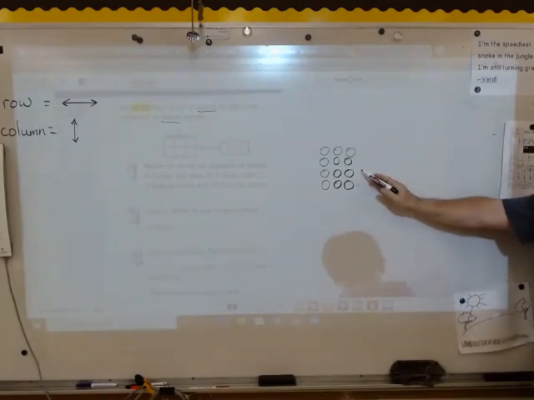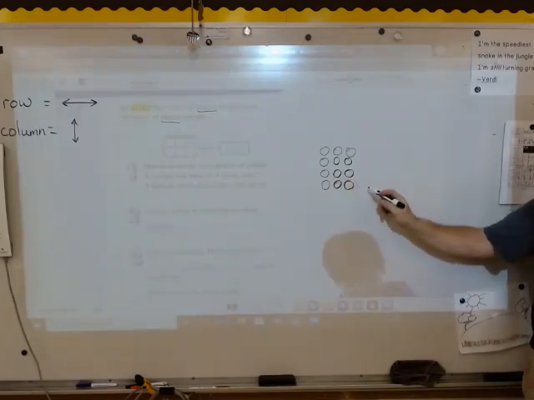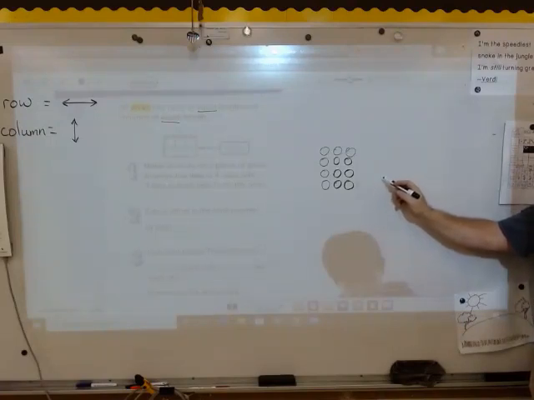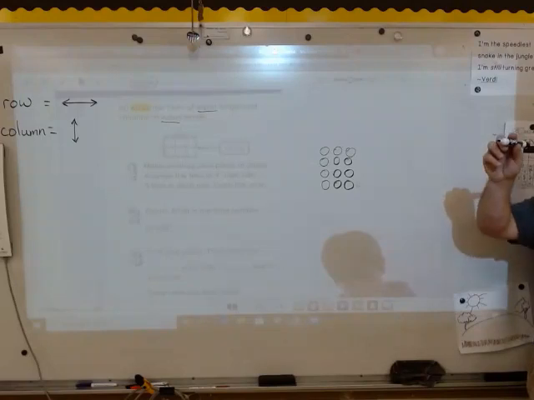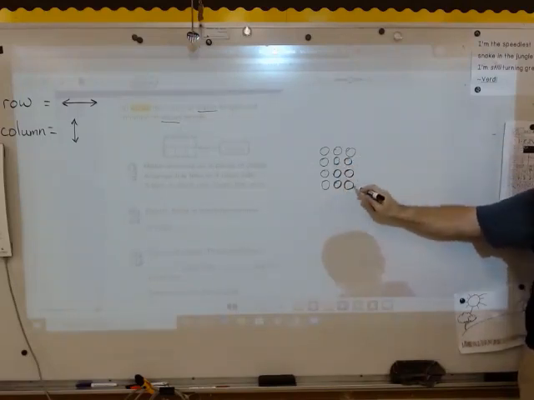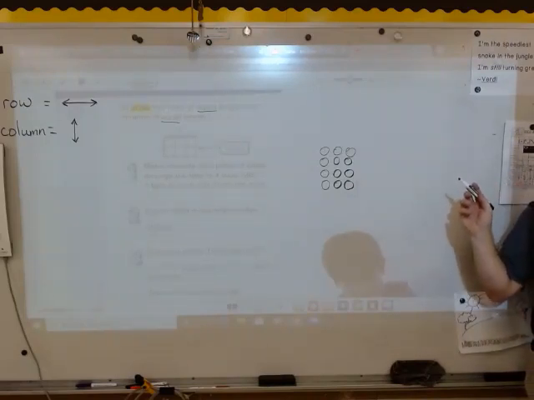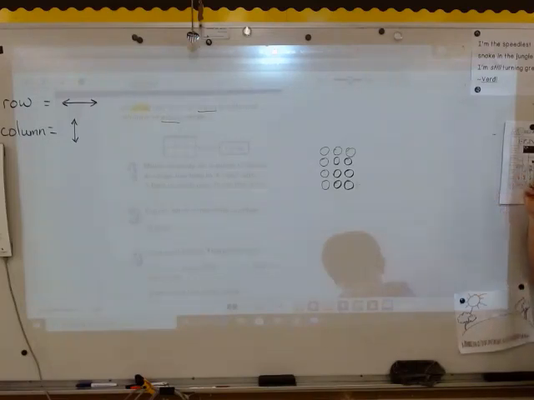All right, so this array has 4 rows and how many columns? How many columns does it have? Bethany? 3. It's got 3 columns. 1 column, 2 columns, 3 columns. Now, here's the deal. An array helps us with multiplication because really, couldn't I think of this as like equal groups?